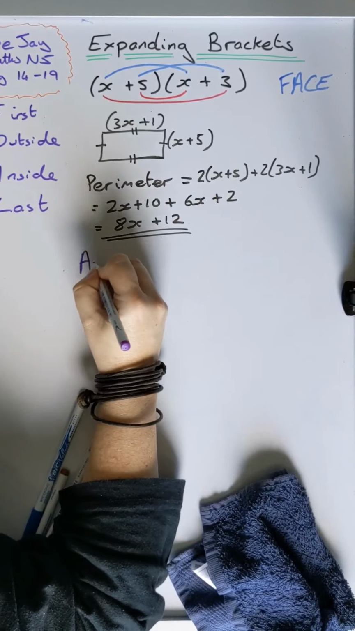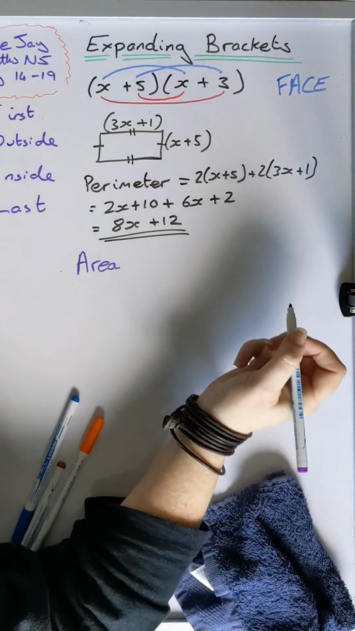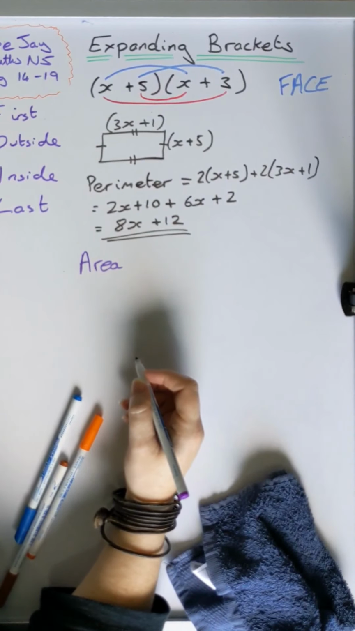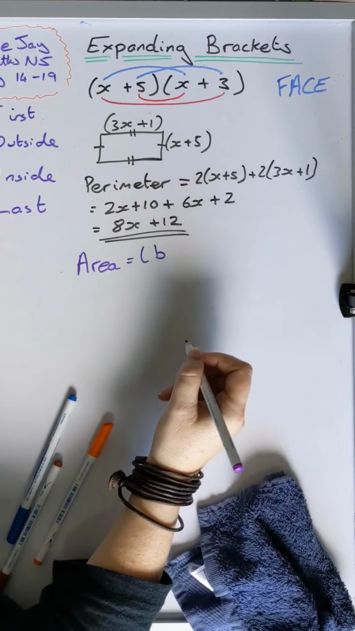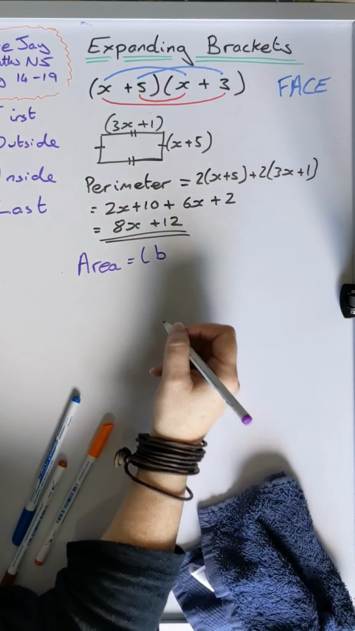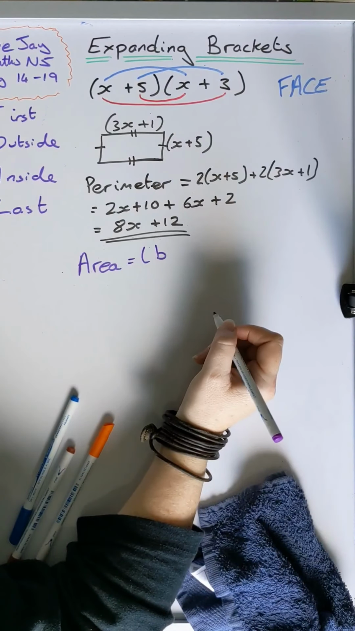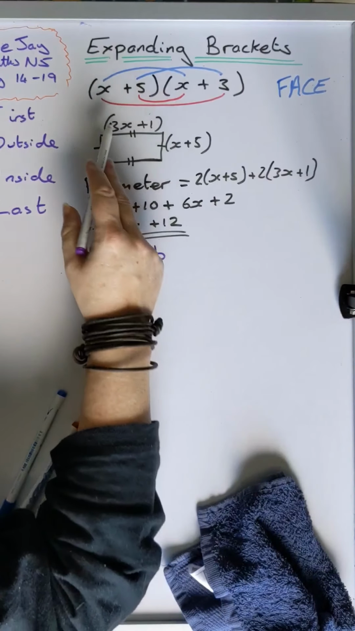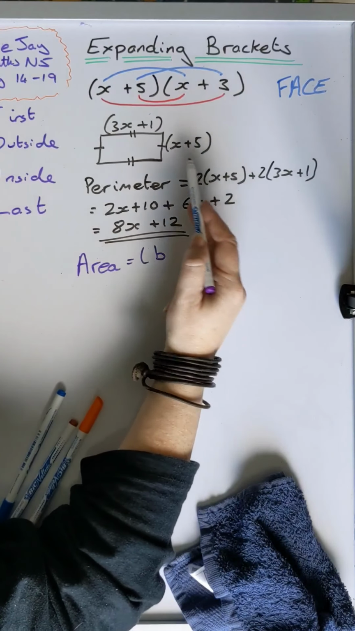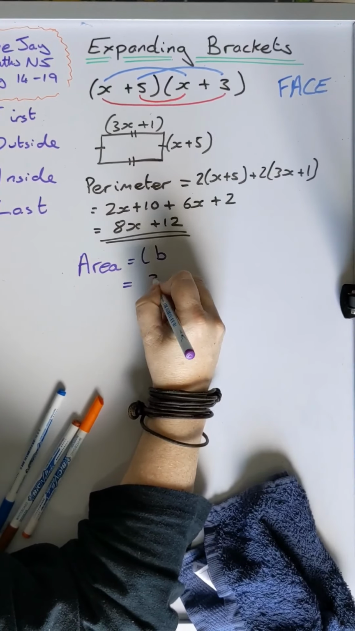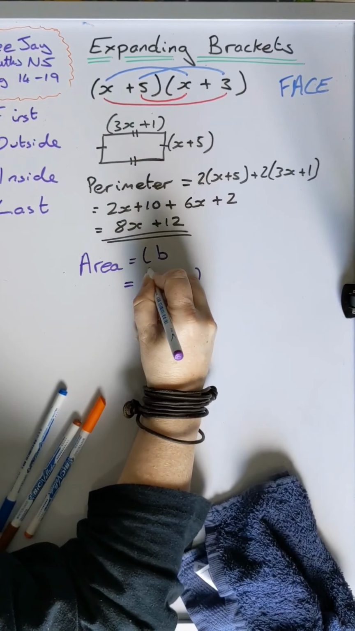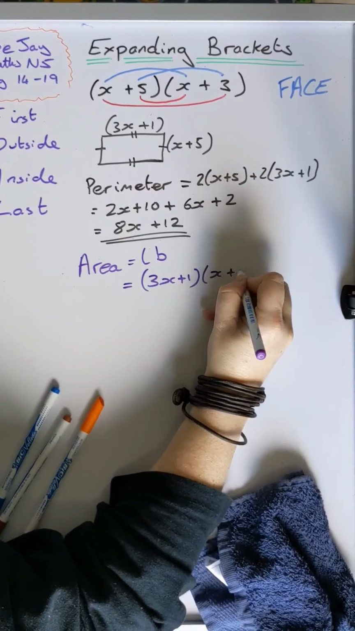Now let's look at area. Now the area of a rectangle is length times breadth, or length times width if you prefer, or height. And in this case, we've got 3x plus 1 on one side and x plus 5 on the other. So our area is going to be 3x plus 1 times x plus 5.